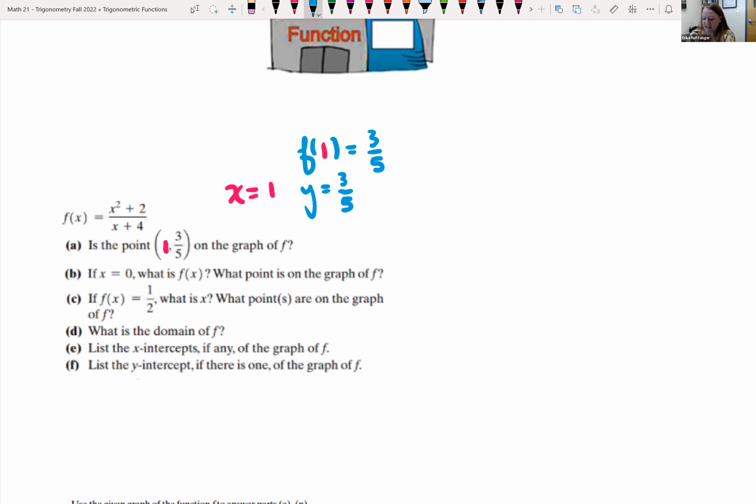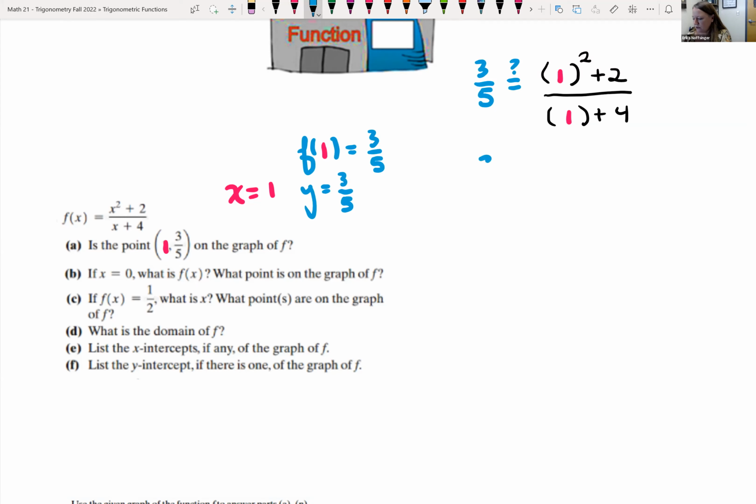In this example, if we plug in 1 wherever we see an x, is that equal to 3/5? So let's plug that in. Is 3/5 equal to... wherever we see an x, I'm going to put parentheses, and then we'll go back in and plug in 1 wherever we see those parentheses. So we have x squared, so parentheses squared, plus 2, all over x, so parentheses, plus 4. In this case, we're plugging in 1 wherever we saw an x.